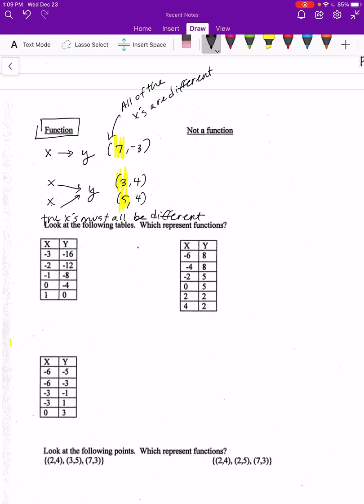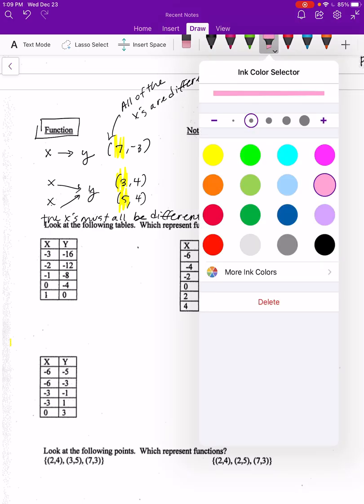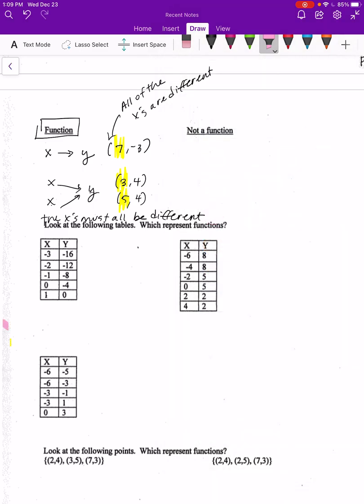Okay. Now, you might be saying, well, Mrs. Smith, what about these y's over here? Like I've got a y that's a 4, and I've got a 4, and then I have a -3. Guess what? We don't even care about the y's. We ignore the y's.